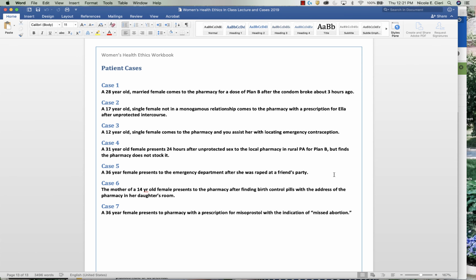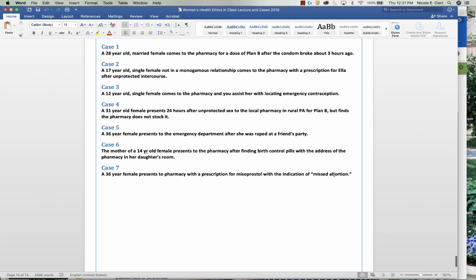And then case 7, a 36-year-old presents to the pharmacy with a prescription for misoprostol for the indication of a missed abortion. So remember our terms, a missed abortion can often indicate a miscarriage. And also because she's only being prescribed misoprostol, this is more often a miscarriage rather than an elective abortion. So even though it says abortion on the prescription, we should consider that this is probably more likely a miscarriage. So that concludes the notes packet.